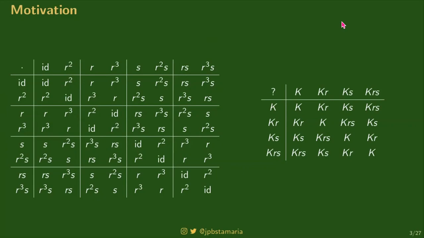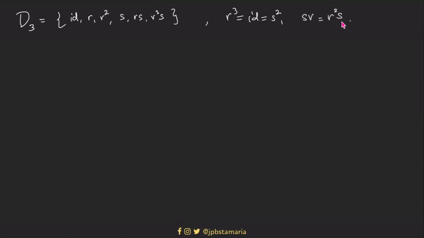Let me create a smaller example. Let's work on D3, so that it won't be too hard for Sir. Identity, R, R squared, S, RS, R squared S, so just 6 elements. Rules of the game: R cubed is identity, S squared is identity, and RS is SR inverse, or SR squared. Okay, so these are the rules of the game.